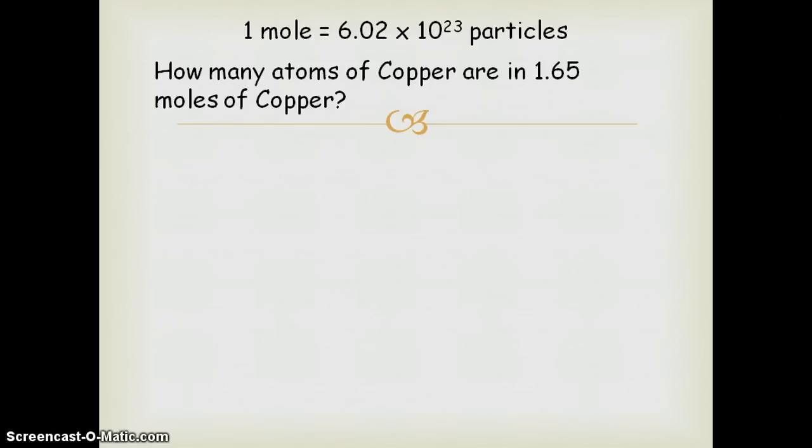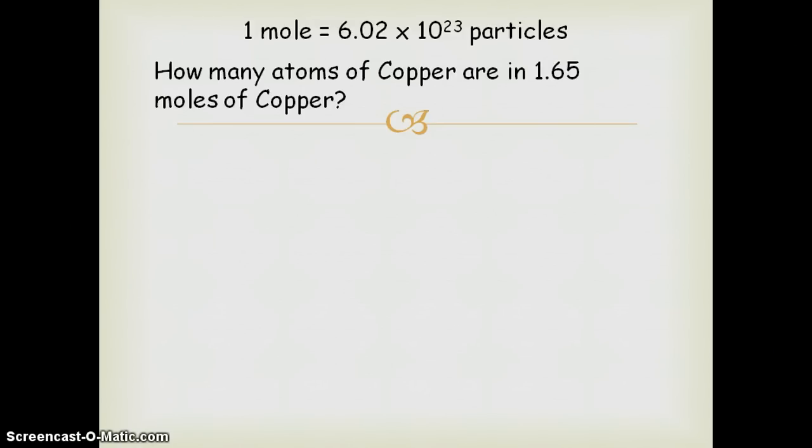So here you're taking a question that you guys have already seen, which is how many atoms of copper are in a mole of copper, but you're tweaking it. And you're saying, okay, so if there's 6.02 times 10 to the 23rd particles of copper in 1 mole, what about 1.65? So let's take a look at how we would go about setting this up.